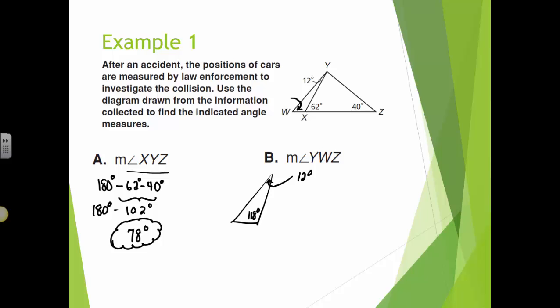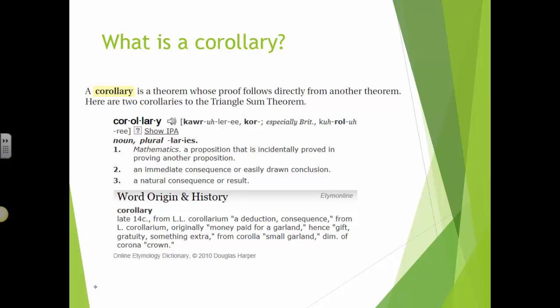118 plus 62 would add up to 180, and so now we're trying to find this guy right in here. So we would do 180 minus 118 minus 12 degrees. So 180 minus 118 would be 62, and then 62 minus 12 would be 50 degrees. Really hope I did that correctly.